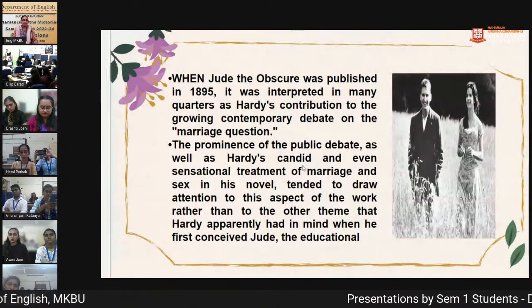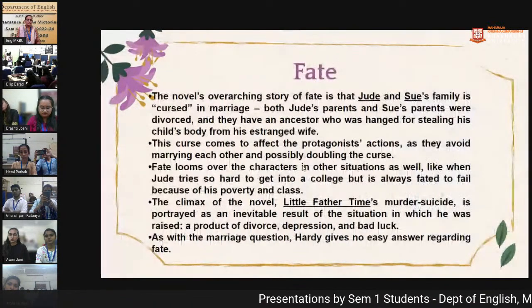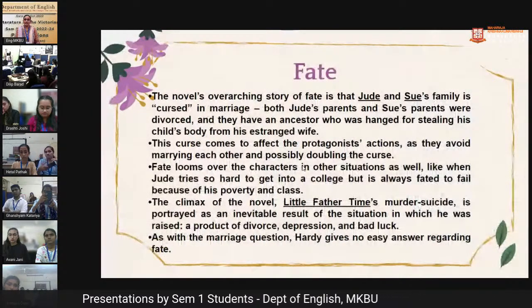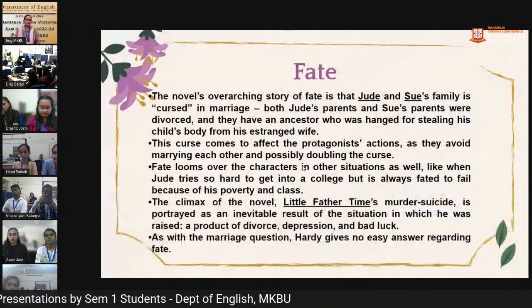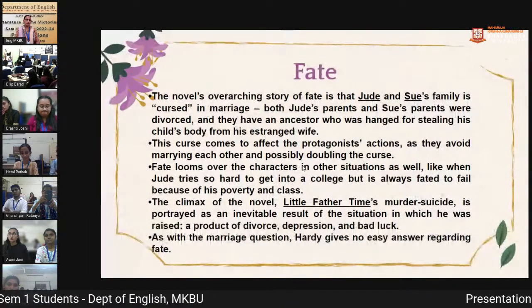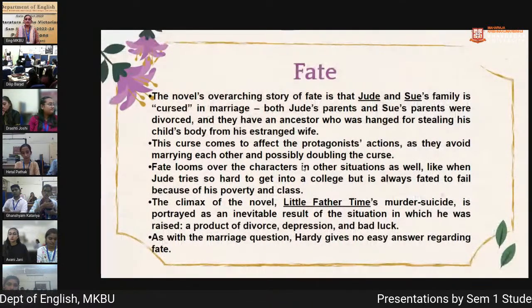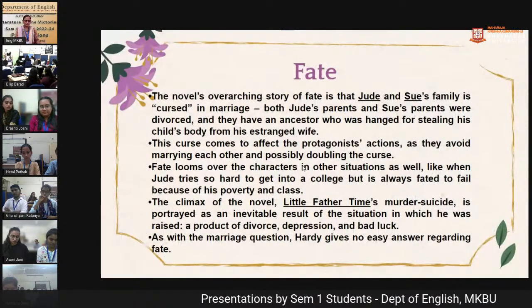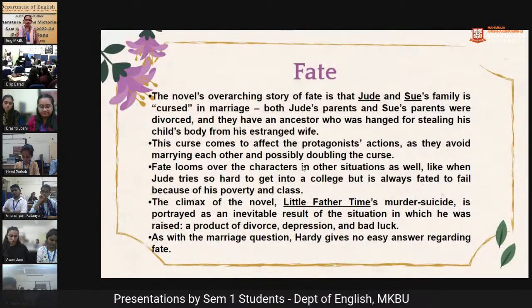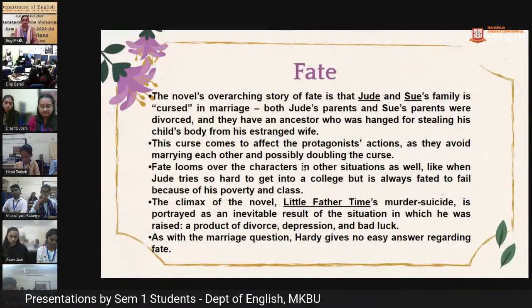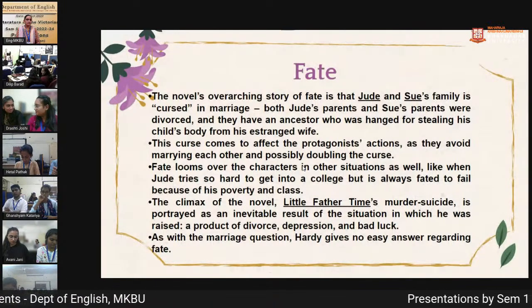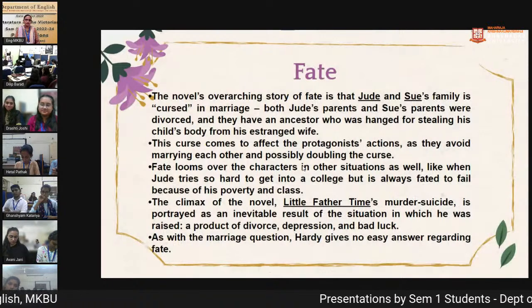And another theme is fate. The novel's overarching story of fate is that Jude and Sue's family is cursed in marriage. Both Jude's parents and Sue's parents were divorced, and they have an ancestor who was hanged for stealing his child's body from his estranged wife.